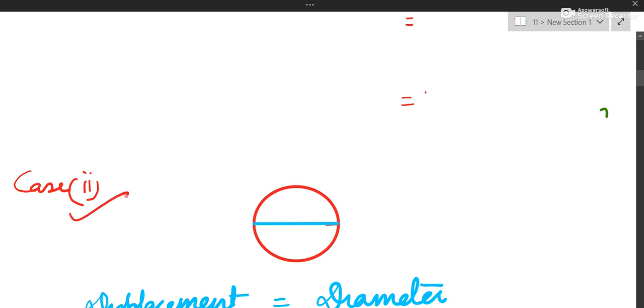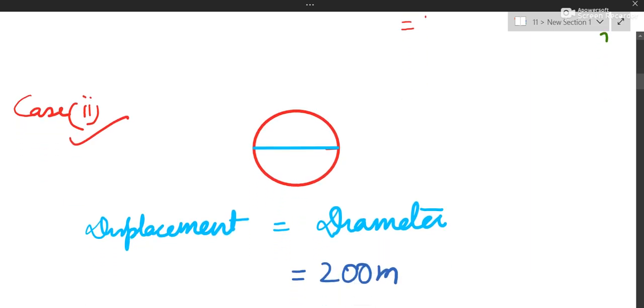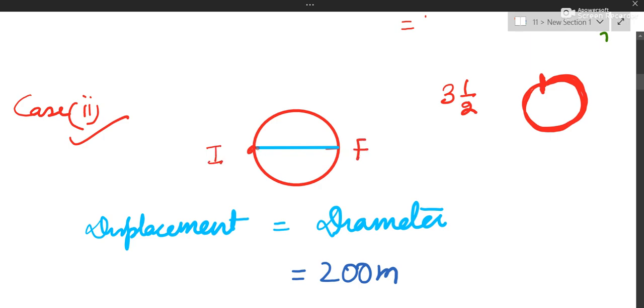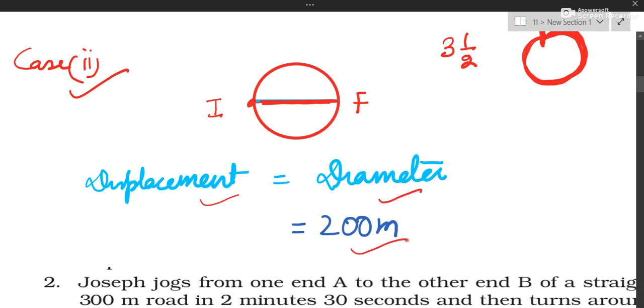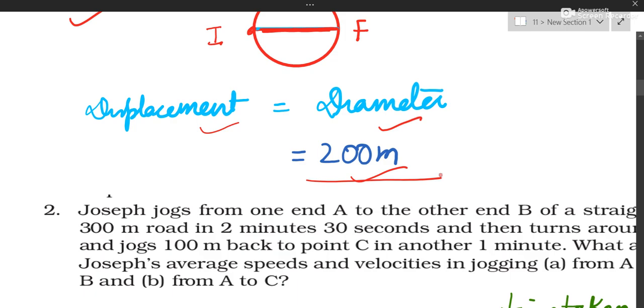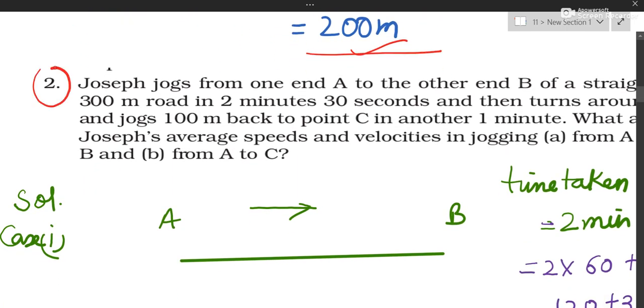Similarly, case number 2, in which we have been asked the displacement. So you can see it is 3.5 rounds. One full round, you are coming back to the original position. Second round and third round, you are coming back to the original position. So half round means you are standing like this. So displacement is given by the diameter of the circle. So displacement is equal to diameter. You can substitute the value of diameter, and displacement is directly calculated.